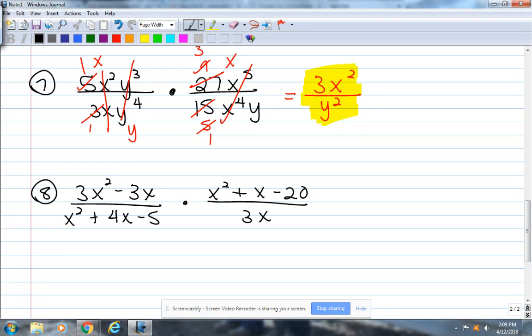So GCF in this group, this one's got a GCF. 3, and they both have an x. So you pick the smallest, and that's 3x. And what times 3x makes 3x squared? x. Minus what times 3x makes 3x? 1. And then I do the bottom, which is a trinomial. What multiplies to get negative 5 and adds to get positive 4?